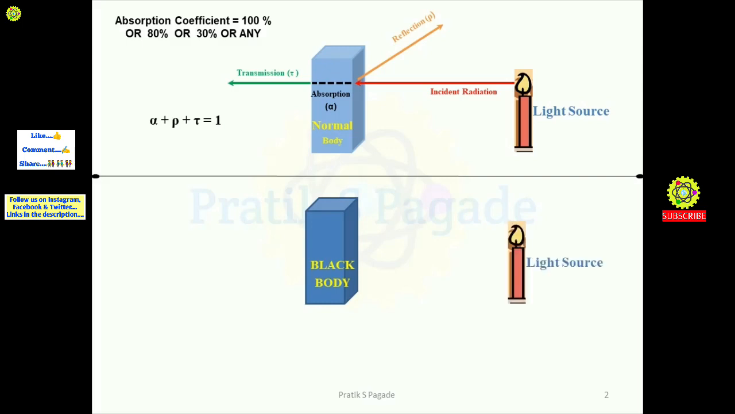Now further see here, suppose this is a light source again, and from this light source incident radiation strikes on this black body. Because of this incident radiation, all the radiation energy gets absorbed inside this black body. Because of this absorption, its temperature increases, and the black body possesses some energy. Absorptivity, that is alpha, is equal to 1 in this case, because all the incident radiation gets absorbed in this black body. So the absorption coefficient is 100% here.